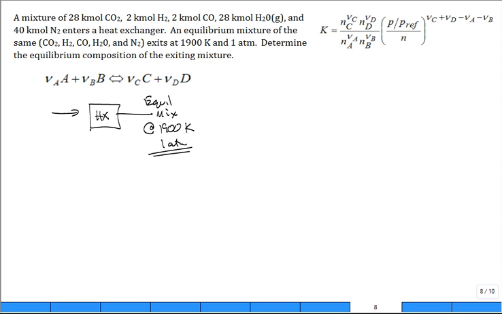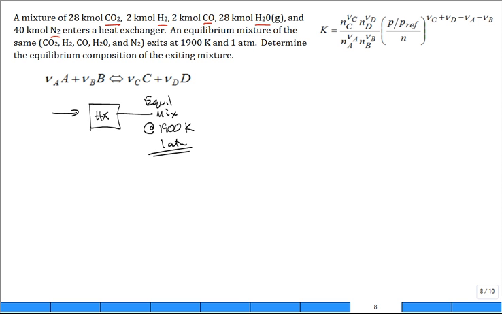So we take a look at all the players. The players are carbon dioxide, hydrogen, carbon monoxide, water, nitrogen. Now, I count them up, there's 5 of them. The maximum equation we had, A, B, C, D, that's 4, right? So one of these is what they call inert. It's not doing anything, it's going along for the ride.